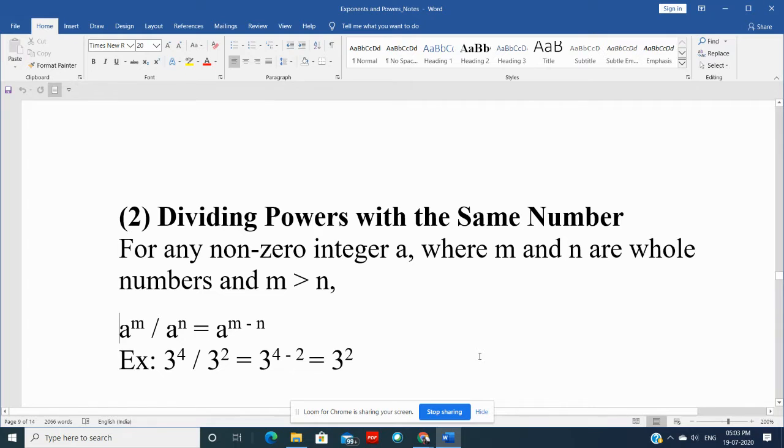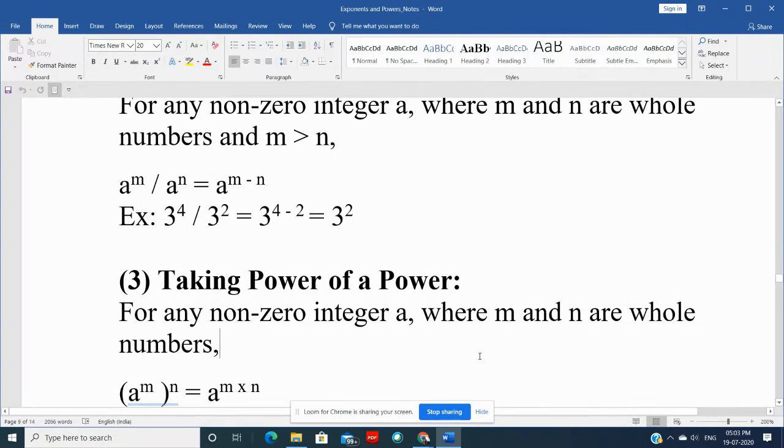Now, the second rule is for division. If there are same bases, but they share a division relationship, if there is division between them, then the powers will be subtracted. Let's say here, again the same example, 3 raised to 4 and 3 square. The relationship between them is division. So 3 raised to 4 minus 2. So your answer is 3 square. Basically this is what you have to do.